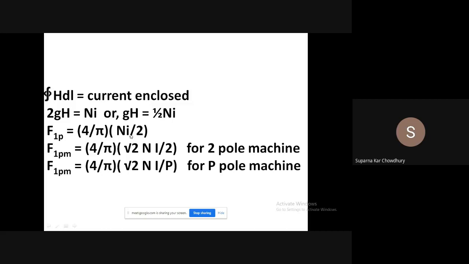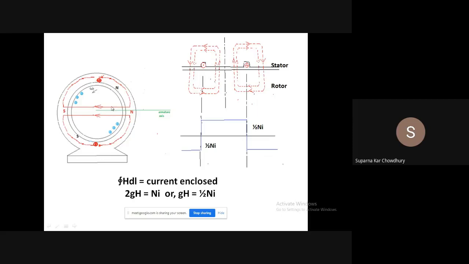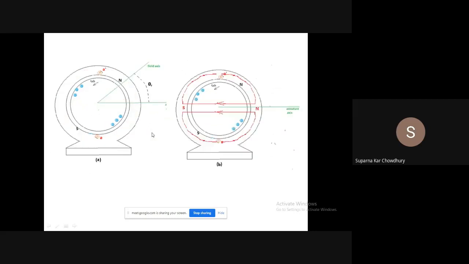Now here you see I is sinusoidal in nature, because the current in the armature winding is alternating. As the current changes, this MMF also will change. When the current is positive maximum, this will be positive maximum. When the current is zero, it will be zero. When the current is negative, it will be negative. So basically, this MMF will be pulsating in nature. The axis position is always fixed in space, but its magnitude will change with time.